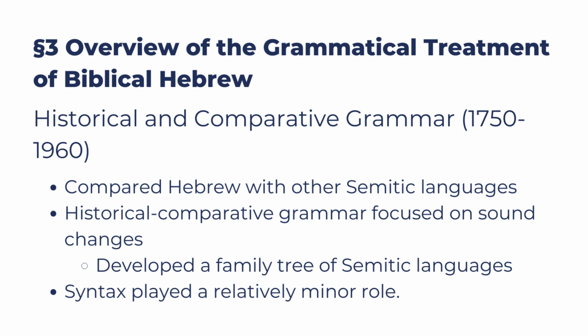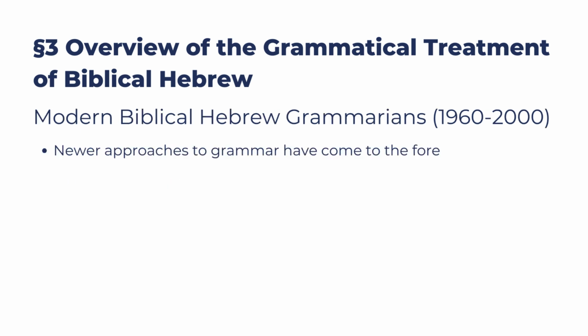In doing so, scholars could provide a historical account of how Hebrew developed in the manner it did, and this enables scholars to offer a family tree of the Semitic languages and position Biblical Hebrew within that tree. This historical comparative approach meant that syntax took a backseat and played a relatively minor role in the discussion of Hebrew grammar. Since 1960, however, the grammatical analysis of Biblical Hebrew has proceeded in a number of new directions, influenced by broader developments in linguistic analysis.